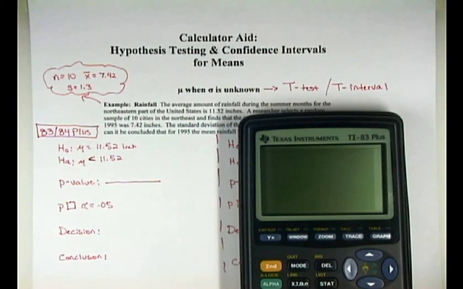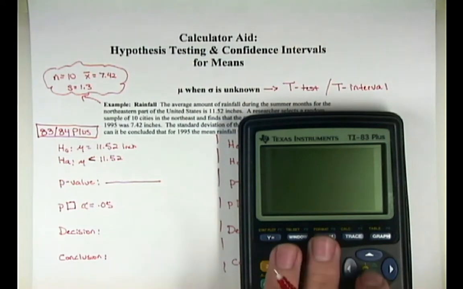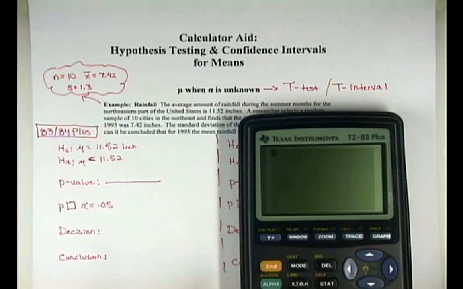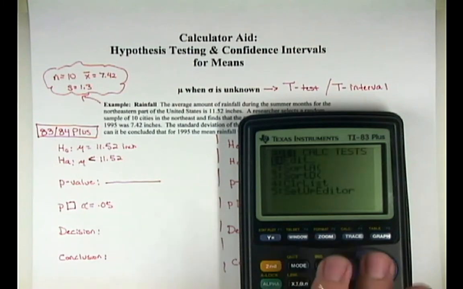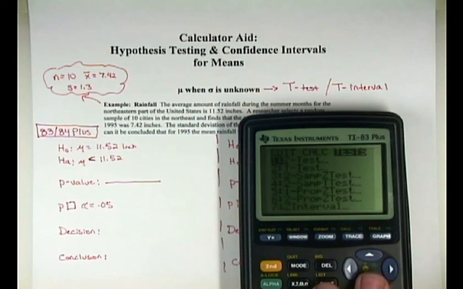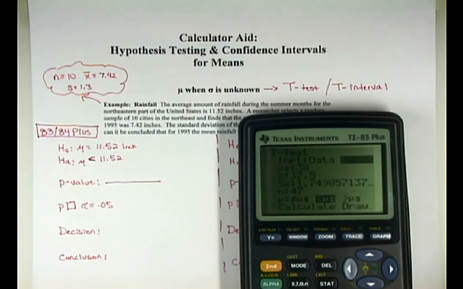So what you're going to do, of course, is turn on your calculator. And this is for the 83, 84 pluses, by the way. You're going to go to STAT. You're going to go over to Test. Since sigma is unknown and we have sample standard deviation, we're going to go to a t-test.